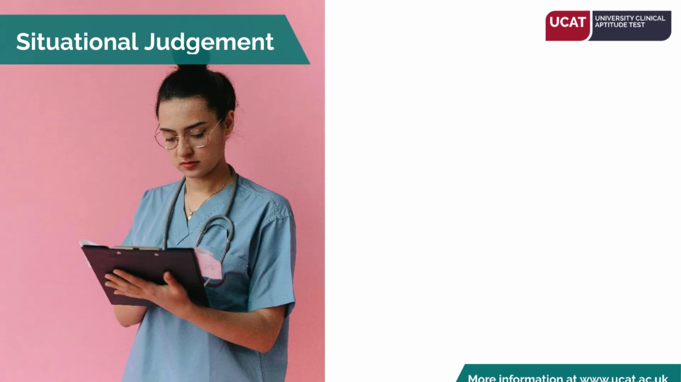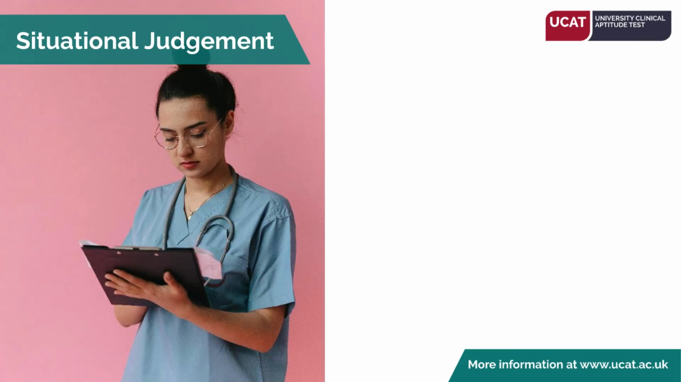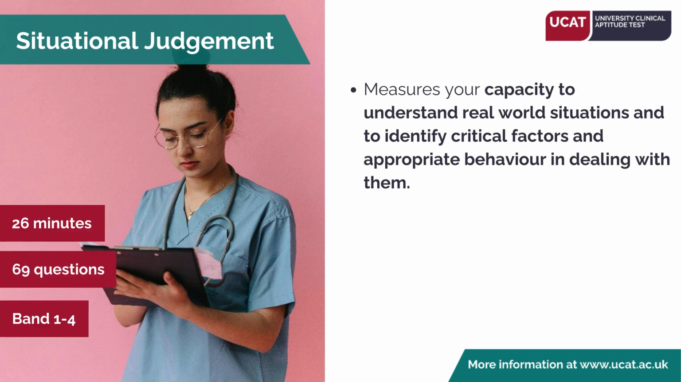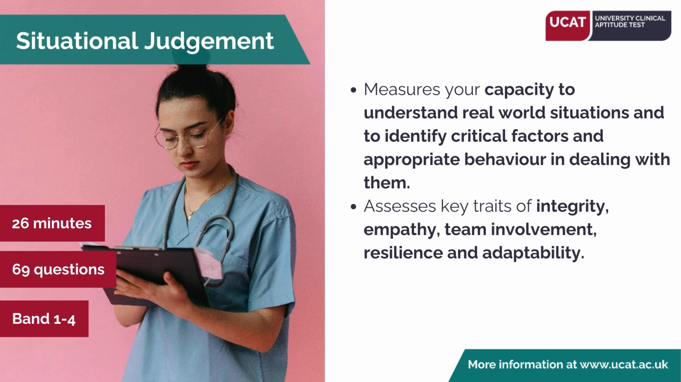The final subtest in the UCAT is the Situational Judgment Test, or SJT. You have 26 minutes to answer 69 questions. These questions are designed to determine how you would deal with real-world situations in terms of assessing critical factors and deciding on appropriate behaviour. Traits being assessed include integrity, empathy, communication, team involvement, resilience, and adaptability, all essential skills for medical and dental students. You are presented with various scenarios and questions associated with each scenario.